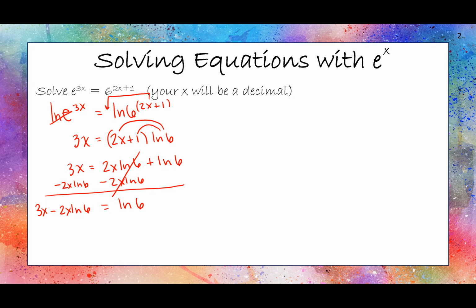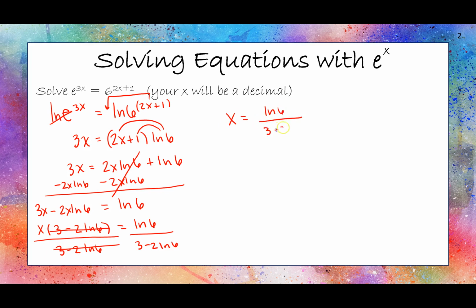And now we're at the point where we can pull out an x. It's basically a like term, and I'm going to have 3 minus 2 ln 6 is equal to ln 6. Last step is to divide by the thing that's touching that x. We're going to divide by 3 minus 2 ln 6, but of course we do it on both sides. This cancels with that, and I'm left with the final answer of x equals ln 6 all over 3 minus 2 ln 6. I hope you're starting to get the hang of this.